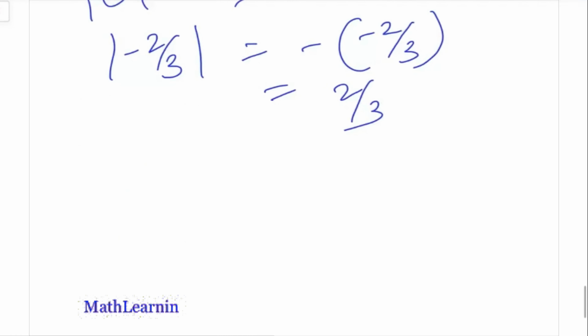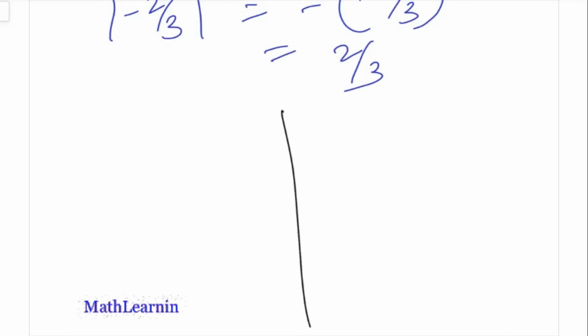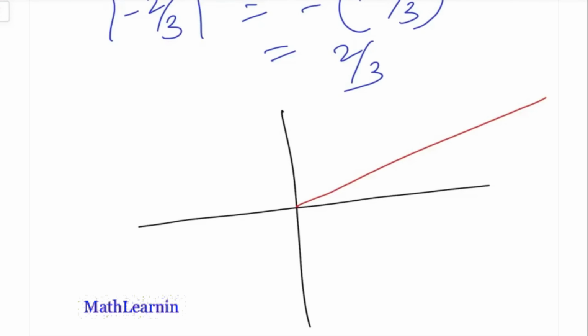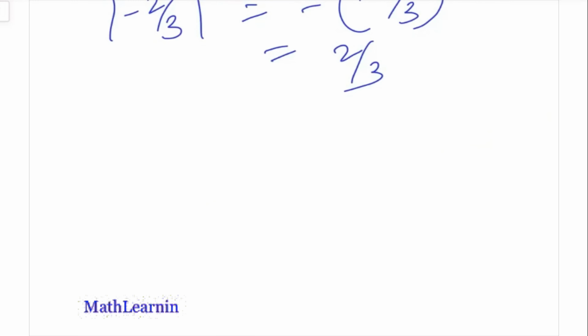And what is the graph of this mod function? V shape. V shape in the first and second quadrant. Yes, this way, a V shape. So it is a huge graph, depending on what range and what bounds you take.